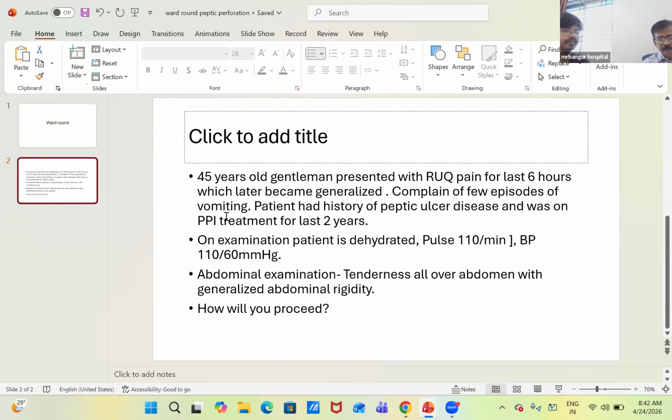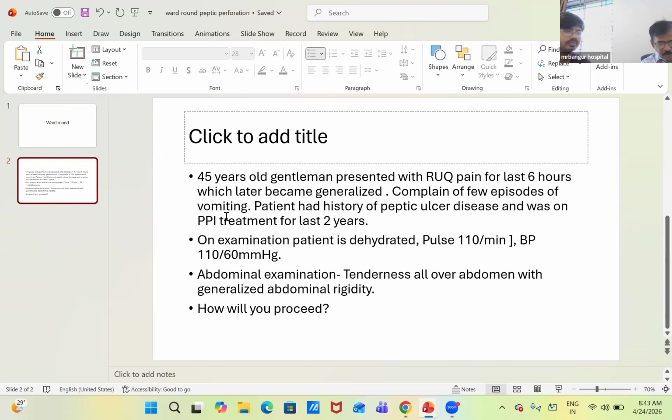You should think of how, you are given a history that he is on treatment for the last 2 years. If he is on treatment for the last 2 years, how was the treatment proceeding? A lot of patients do not take these medicines on a regular basis. That is one important reason for peptic perforation. The patients are not taking these drugs regularly. Maybe he's on irregular PPI treatment.